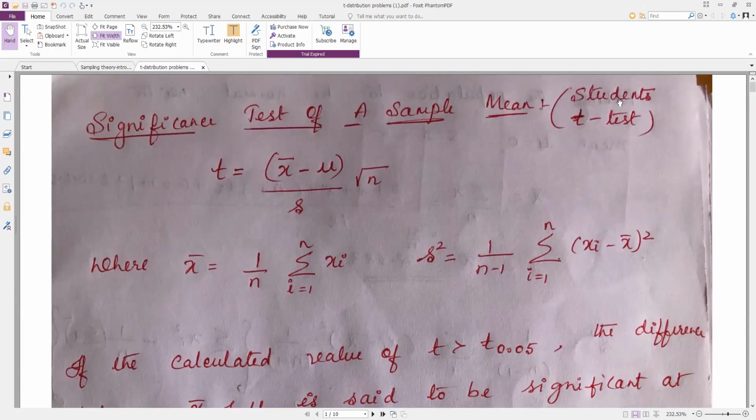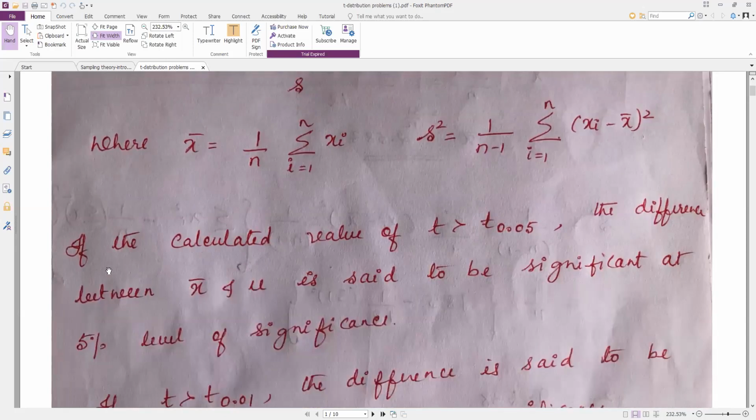Now for the Student t-distribution, the formula is t equal to x bar minus mu divided by S into root n. So remember this formula for the t-distribution: t equals x bar minus mu by S into root n. Where x bar is nothing but 1 by n sigma i equal to 1 to n of xi. And S square, the variance, is given by 1 by n minus 1 summation of xi minus x bar the whole square. So remember this formula for the Student t-distribution.